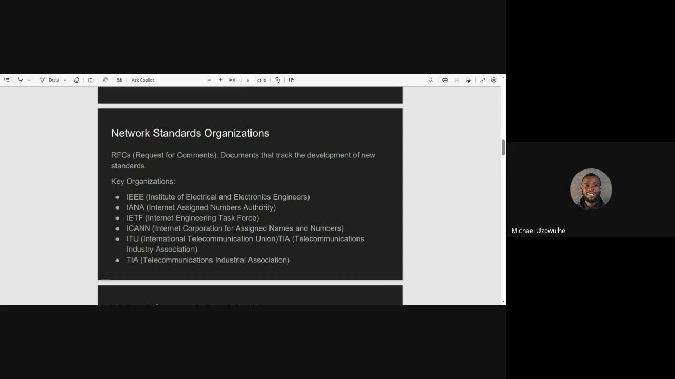So there is what we call RFC, request for comments. What this does is, every standard that is developed by any of these organizations is documented in the request for comments. So this is where you get documentation of every development pertaining to standards developed.